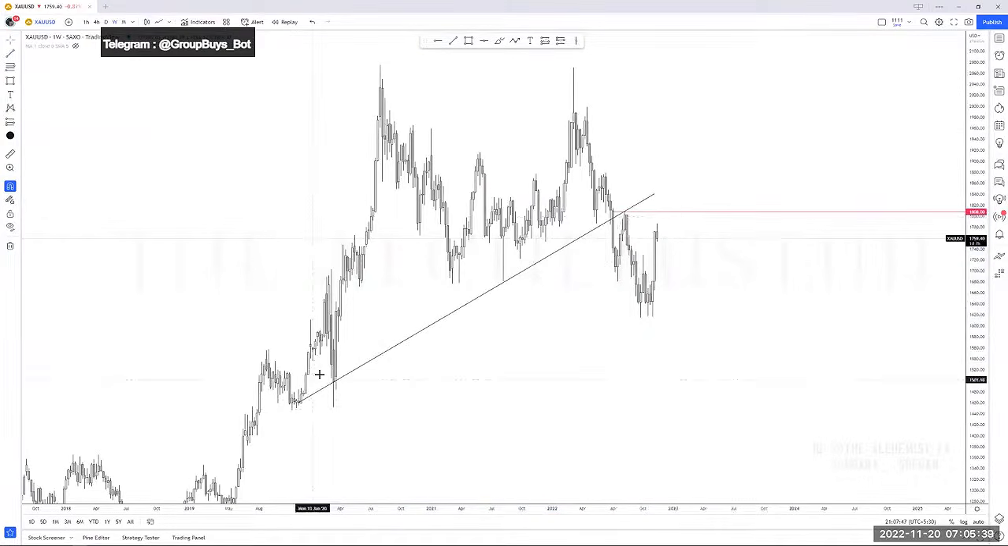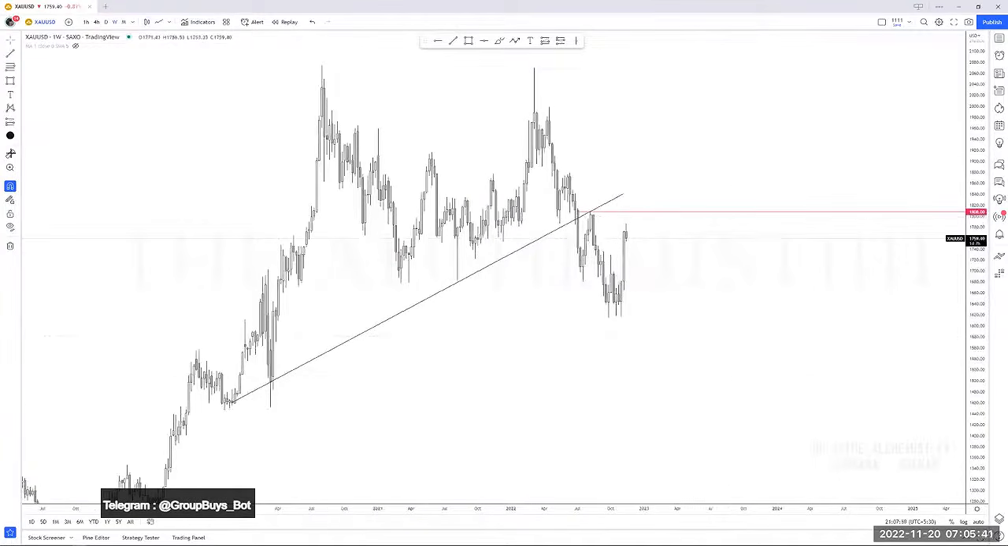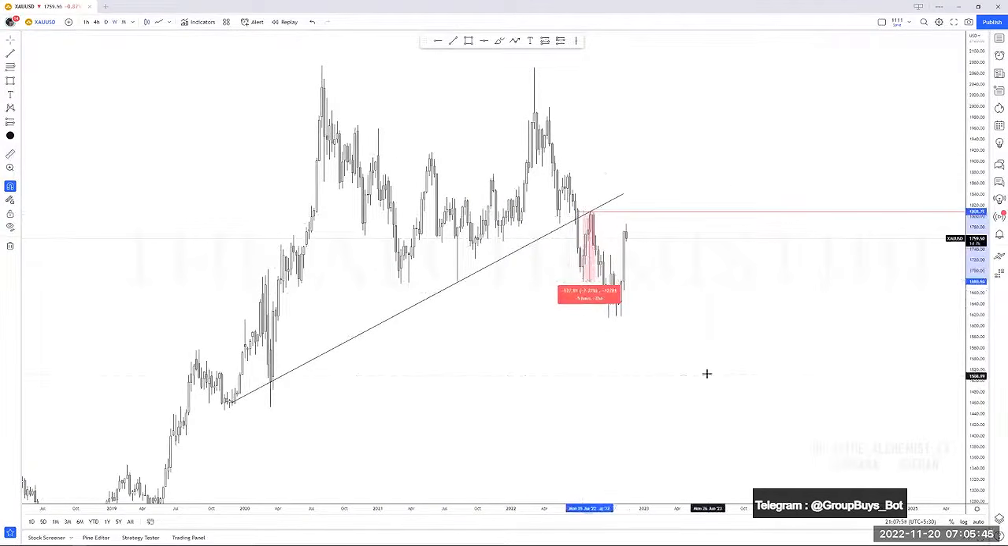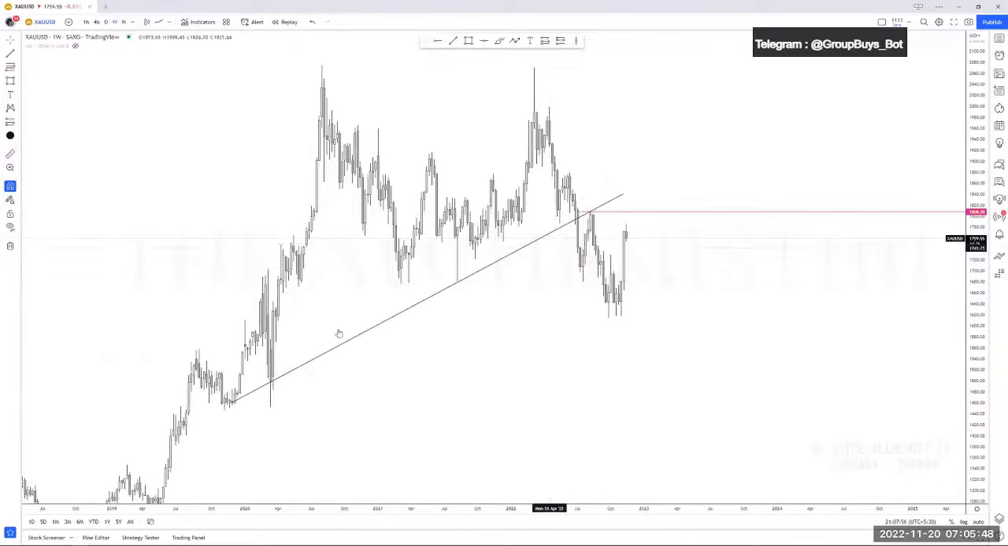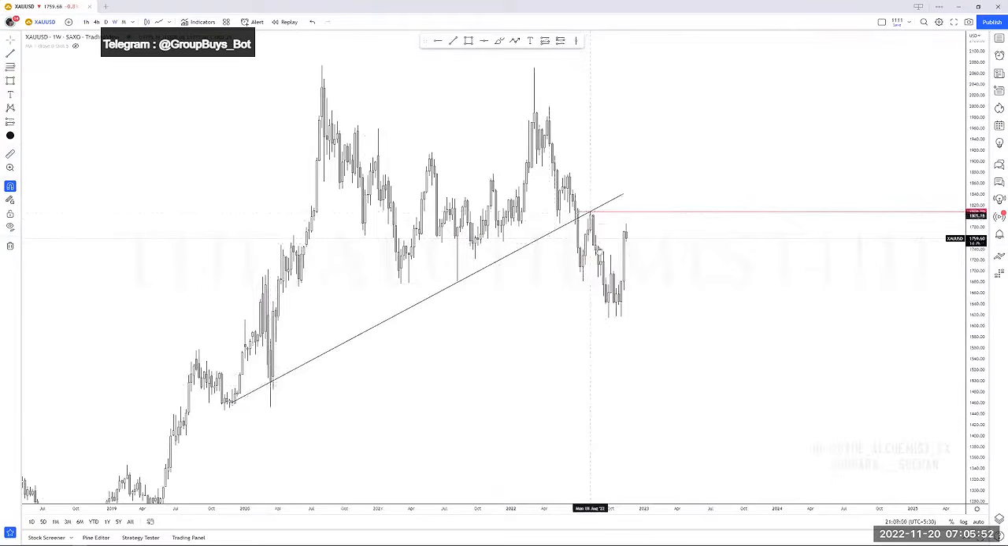There's a weekly time frame. Imagine what your pip count will be. From here to here, we had a 1,300 pip drop, 1,270 pip drop. So there it comes. First touch, second touch, it breaks, then it retests, and then comes another drop.